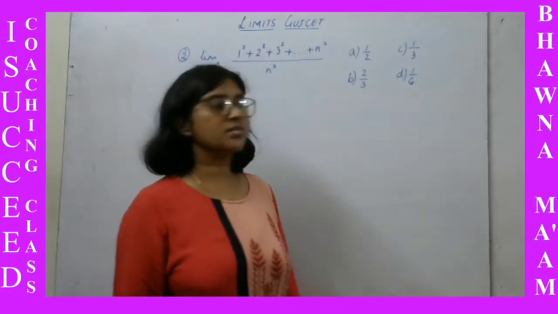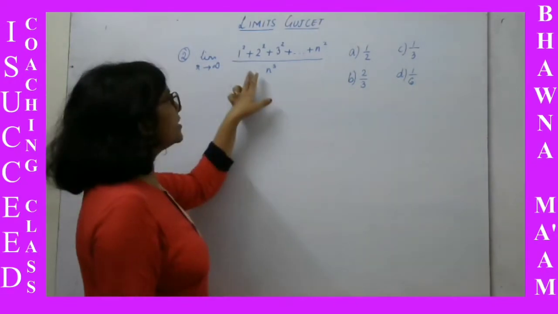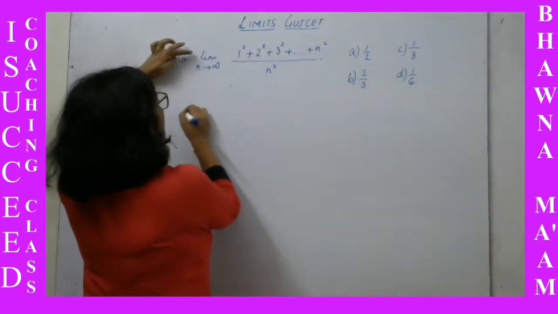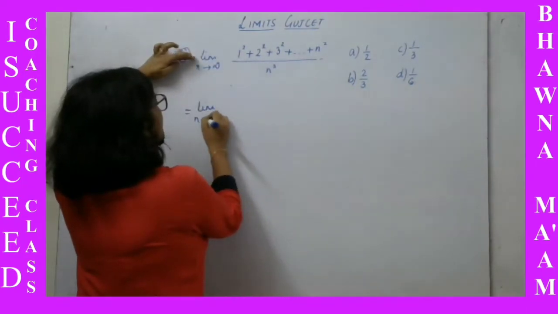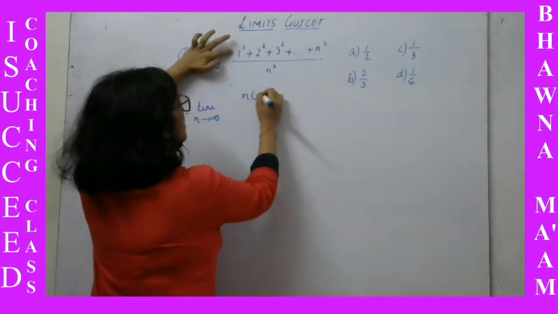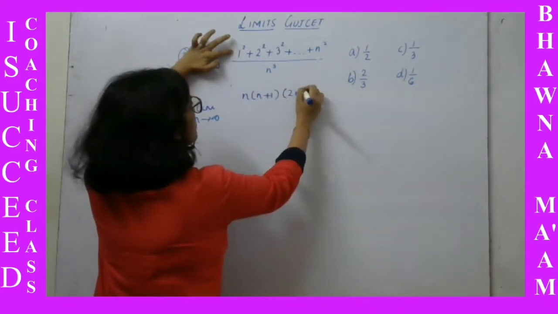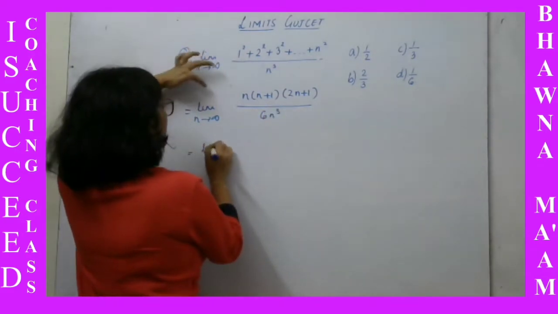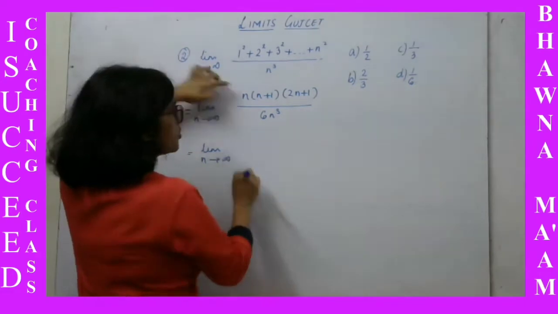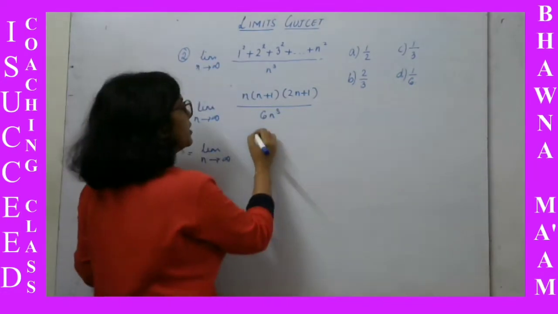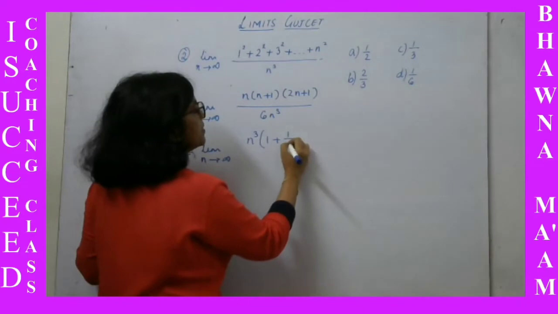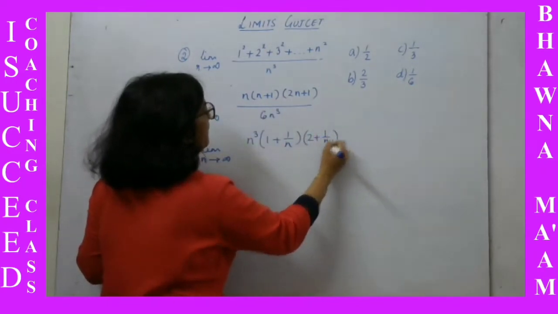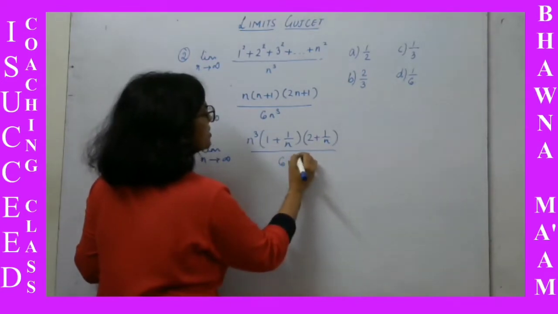Okay, the second one is limit n tends to infinity. And as you can see, this is summation 1 to n of i square. So let's put the formula. Limit n tends to infinity. The formula for this is n into n plus 1 into 2n plus 1 by 6 and n cube in the denominator. Whenever we have limit tending to infinity, we should take common and cancel it. So we are taking n cube common, that is n from here and one more n from here. So n cube will get cancelled.